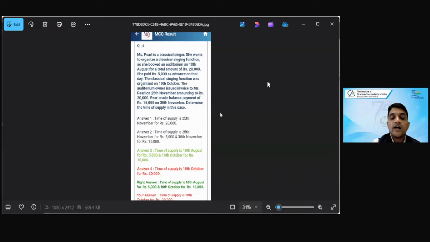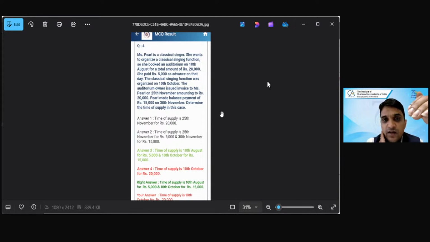Okay. So for advance, what happened? She booked it on 10th August and then she paid 5,000 as advance on that day, which means 5,000, even though service is not provided, but GST on provision of services, the time of supply on the advance will be the date of actual receipt. She has paid it on the 10th of August, 5,000 rupees. So to the extent of 5,000 rupees, the time of supply is 10th August. Understood? So time of supply for advance is the actual date of receipt of advance.